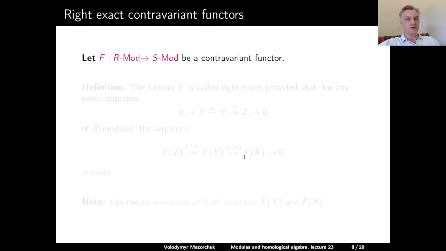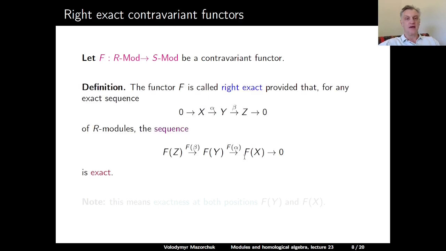Let F be a contravariant functor from R mod to S mod. We call the functor F right exact, provided that for any original short exact sequence of R modules, so 0 goes to x, by alpha to y, by beta to z to 0, the following induced sequence is exact. So we have F of z goes by F of beta to F of y, by F of alpha to F of x, and to 0. The exactness of the sequence means exactness at the positions of F of y and F of x. No requirements on F of z.